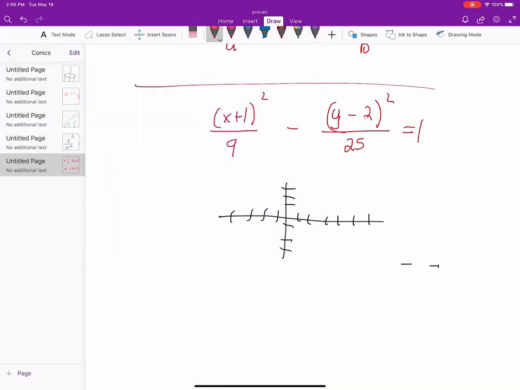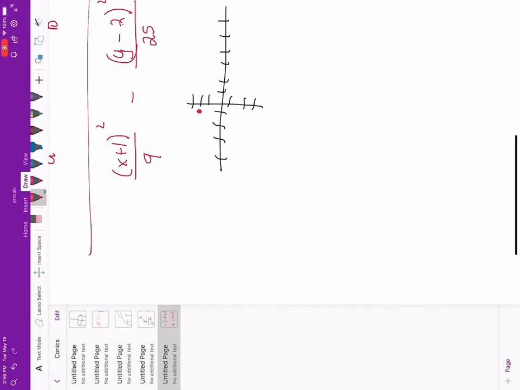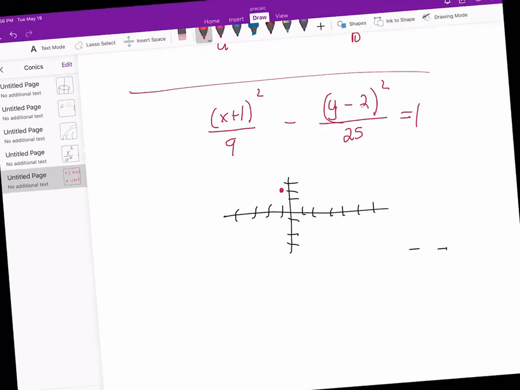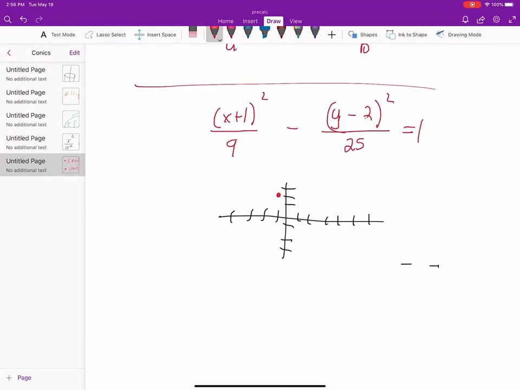Let's see. Now my center is at (-1, 2). So my little center is right there at (-1, 2). So now I just have to be aware of that. All right. X comes first. So that's 3 away. So now I'm going to go 3. 1, 2, 3. Right there. There's my one vertex. 1, 2, 3. There's my other vertex. Doesn't look like it's sketched very well, but that's my scale, not exactly right.